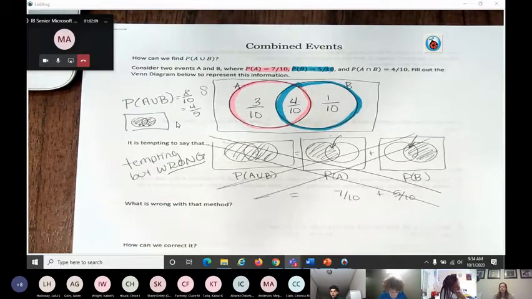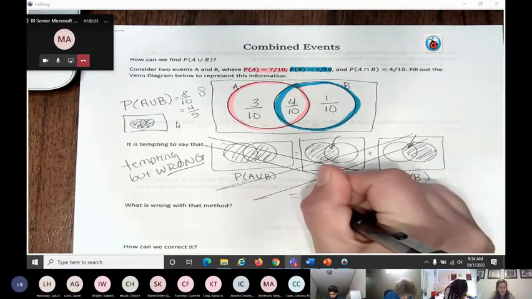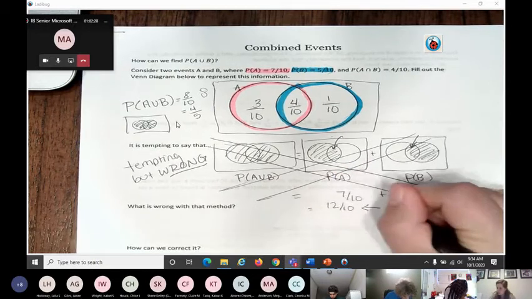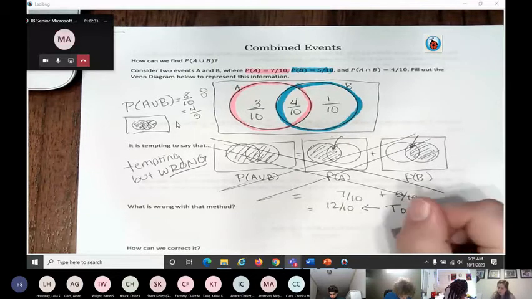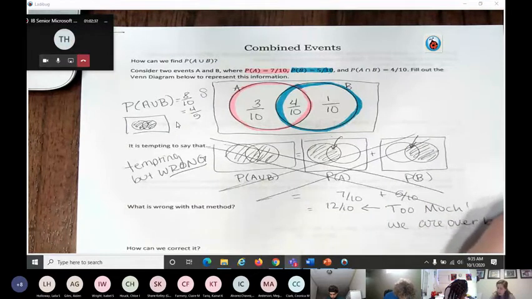Okay, and it's even easier when you don't have the Venn diagrams drawn out. You see the probability of A union B, and you just want to slap those two numbers together and move on. Okay, so this would mean that the probability of A union B was 12 out of 10, and that is too much. We're over by 4/10, which happens to be the probability of the intersection.